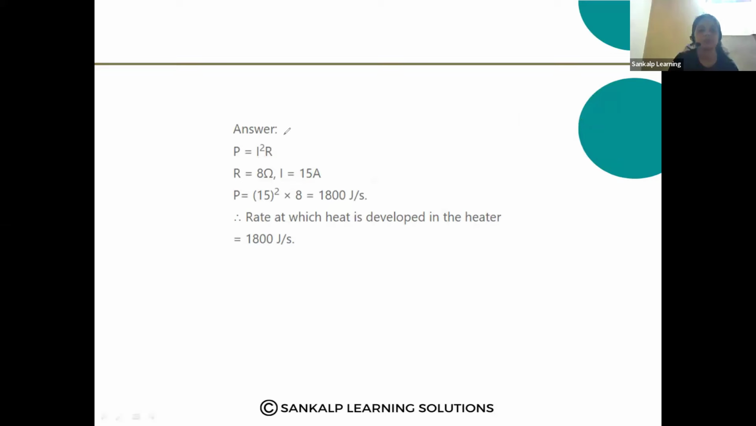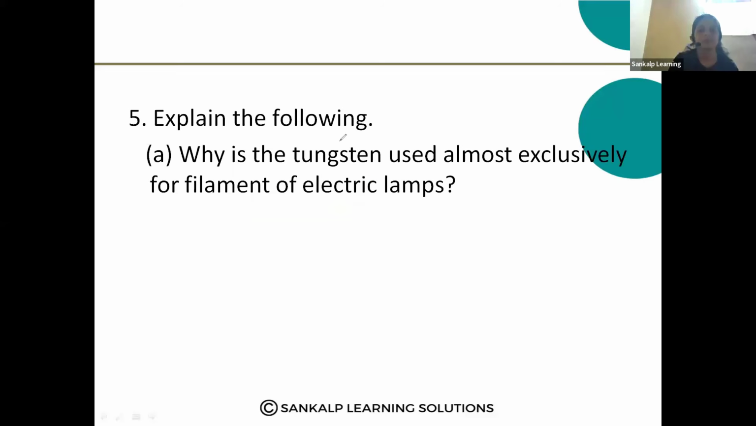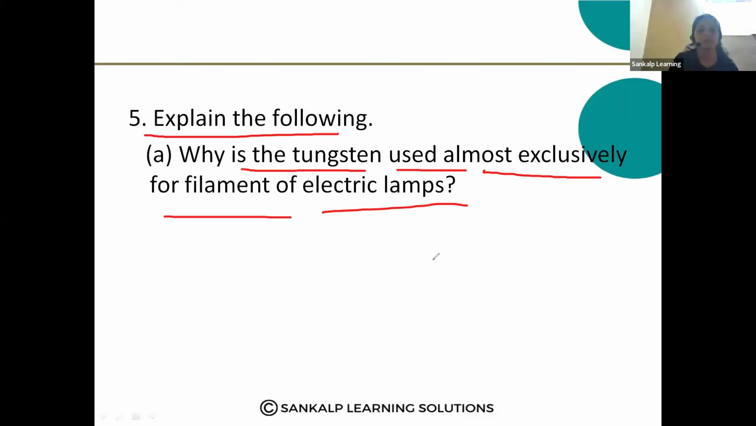Okay. Next, explain the following. Why is tungsten used almost exclusively for filament of electric lamps? Commonly, electric lamps and some small tungsten bulb will be there. So why are they using tungsten? I hope you heard that tungsten. What is tungsten? Copper and aluminium. So why are they using tungsten? Just note down the question.